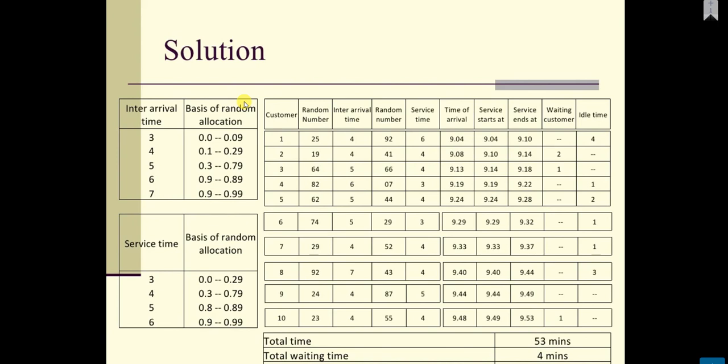You can see the total time given is 53 minutes. Total waiting time was 4 minutes, and total idle time was 12 minutes. Idle time means, when the first customer came at 9:04 and the shop opened at 9, from 9 to 9:04 there were 4 minutes, and that was idle time. And when there was a gap between the first customer and the second customer, that gap period is also considered as idle time. Okay, hope you got this solution.